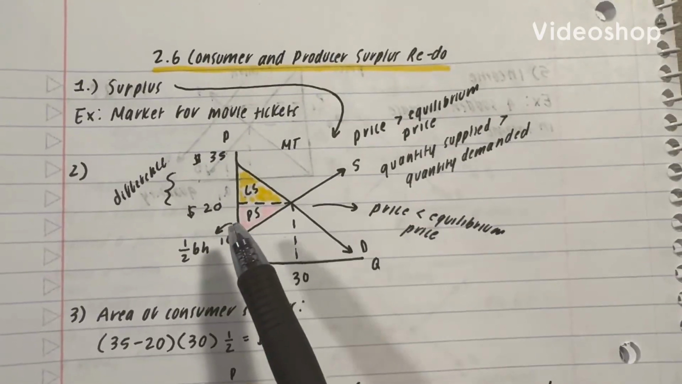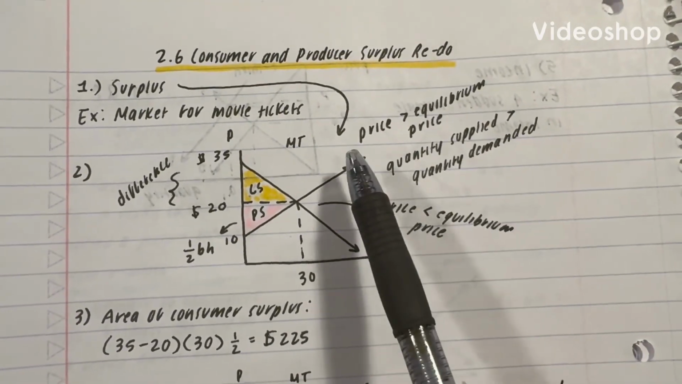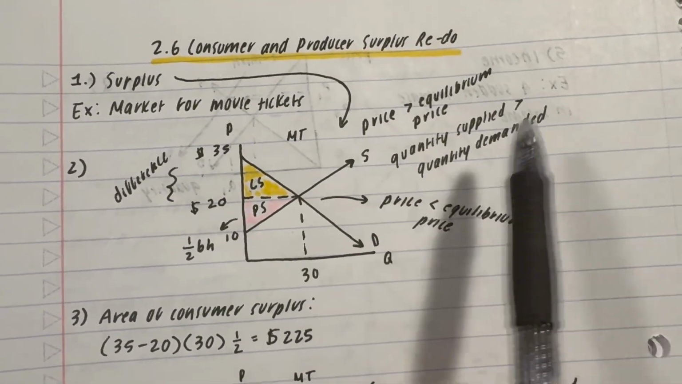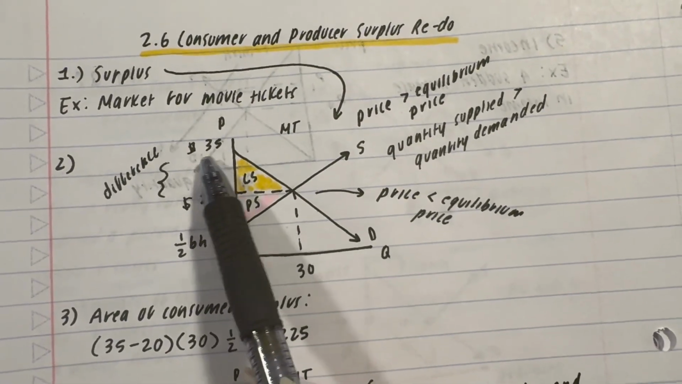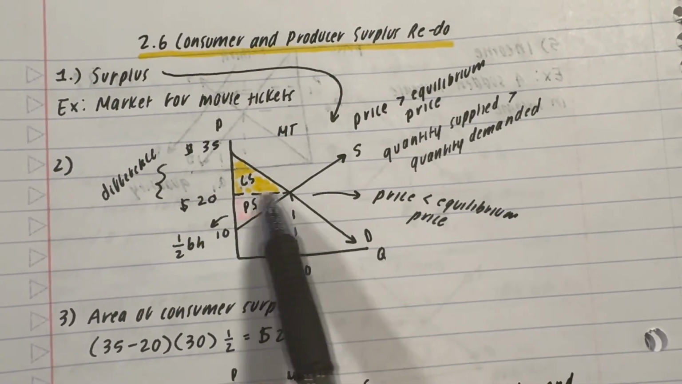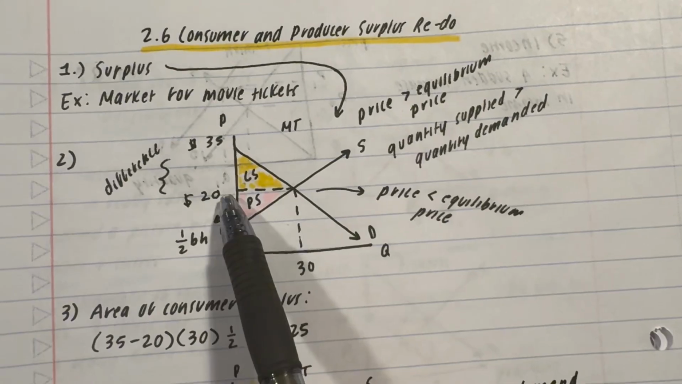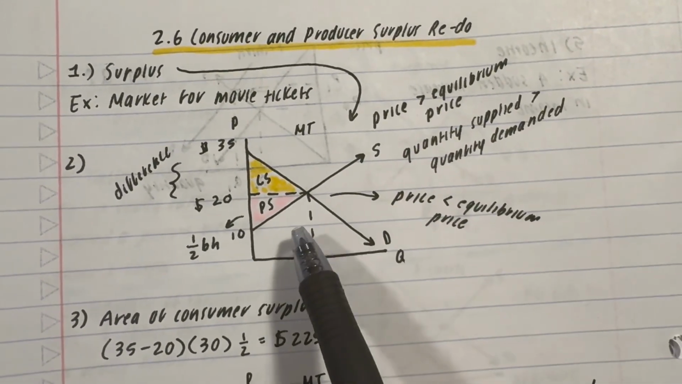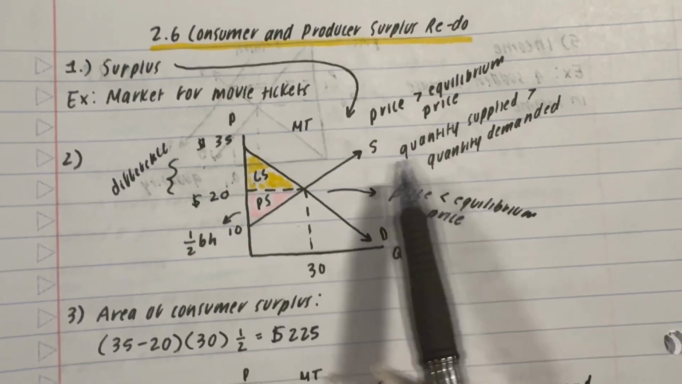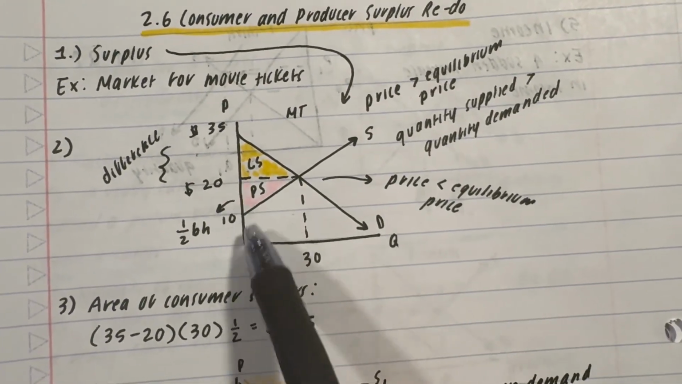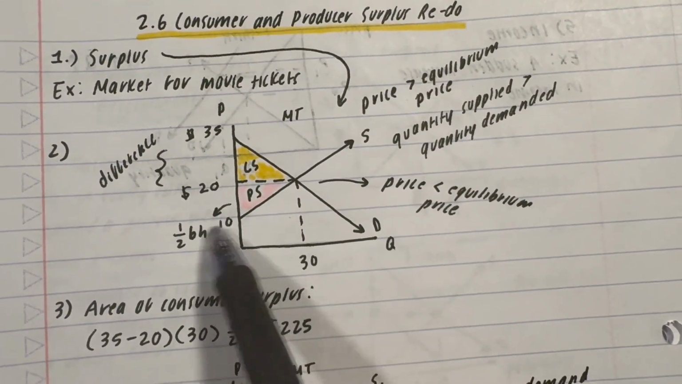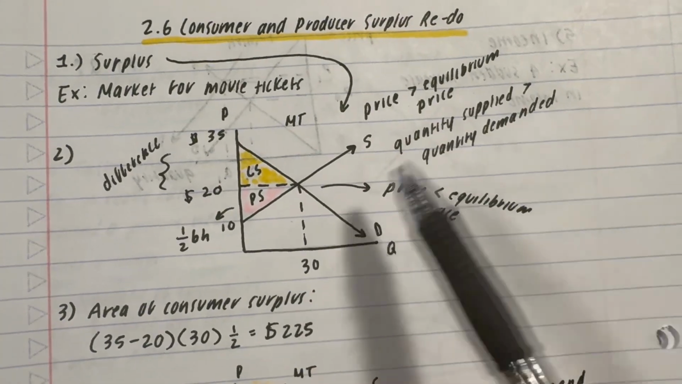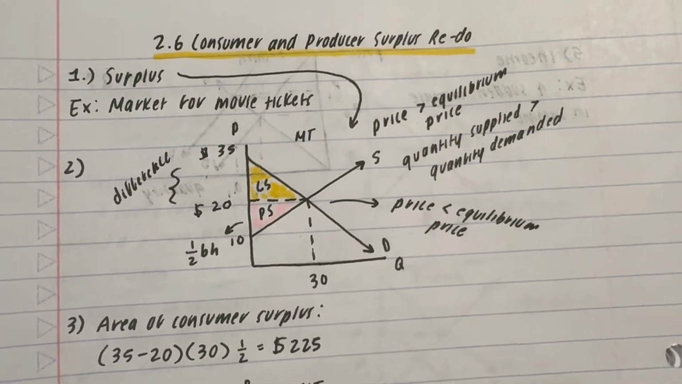So, in order to explain surplus, let's say that in an imaginary market for movie tickets, if I were willing to pay $35, which is greater than the equilibrium price of $20, I would get what is called a consumer surplus. Whereas if the producers were able to sell it for $20 instead of the minimum amount, which was $10, they would have a producer surplus.